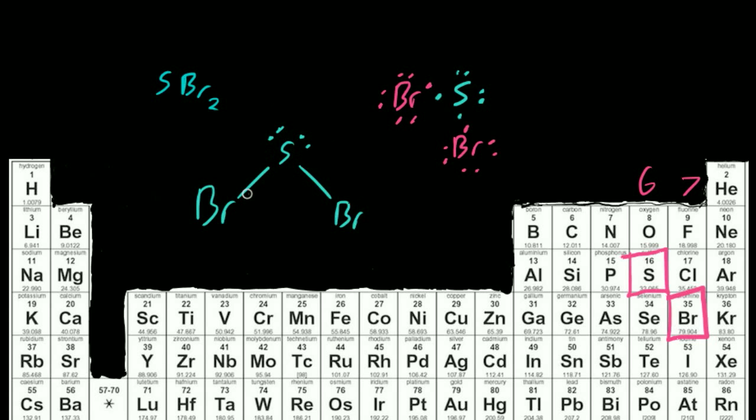And so now you can count and you can see that the formal charge on all of these atoms is going to be 0, because we've got 1, 2, 3, 4, 5, 6 electrons around our sulfur. And then we've also got 7 electrons around our bromine atoms. So I'll just go ahead and draw those in down here.